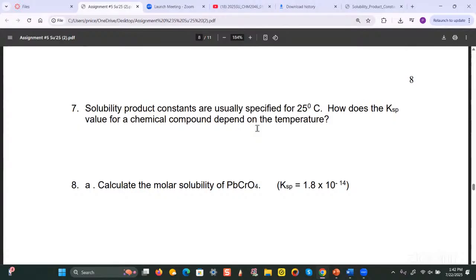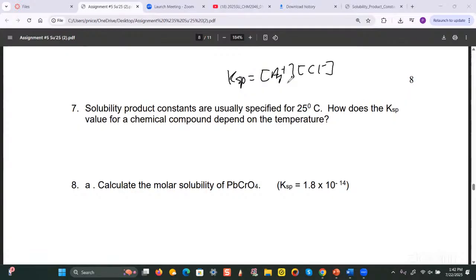It goes up, right? The solubility goes up. So if the solubility goes up, that means the concentration of the ions would increase. So how would you expect the Ksp to change? Remember, the Ksp is equal to the product of the concentration of the ions. For example, in the case of silver chloride, Ksp is equal to the concentration of Ag+ times the concentration of the Cl- ions.